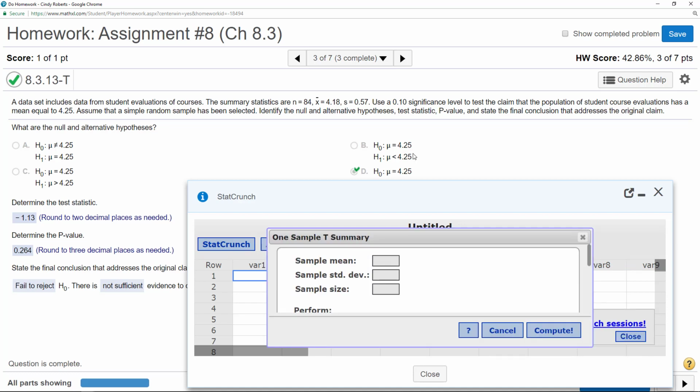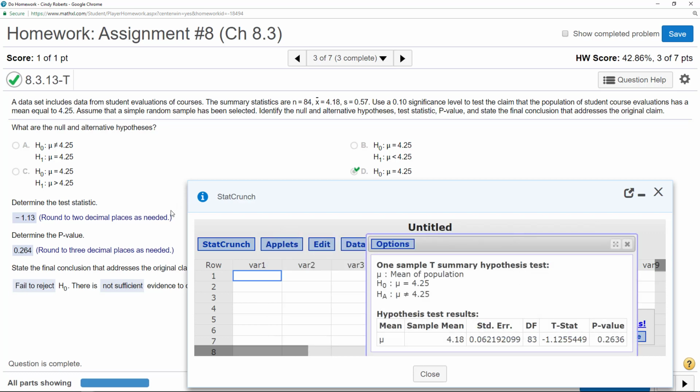My sample mean, right there, the 4.18. My sample standard deviation, the 0.57. My sample size, 84. This is a mu, population mean, equals 4.25. And be sure you select the right thing here. Okay, it is not equal for this one. And I compute, and you will see I get the same values, the negative 1.13, the 0.264. Okay, so whichever way you like best, but I show the Excel way, that way you actually know how they're getting these values.